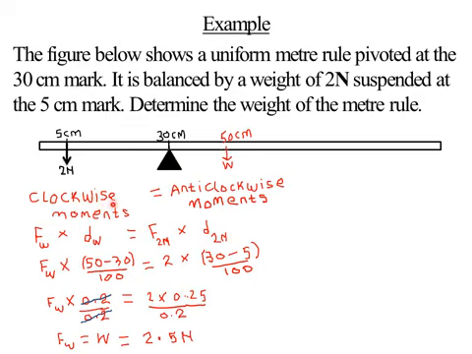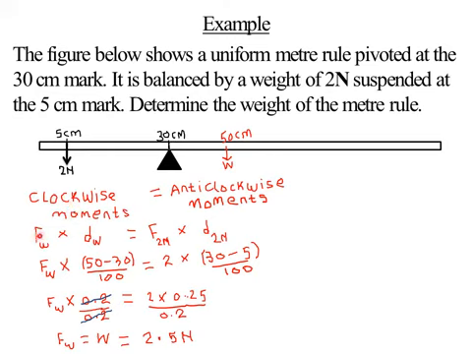As usual, from the principle of moments, the sum of clockwise moments must be equal to the sum of anti-clockwise moments. We said that clockwise moments are provided by the forces which cause the bar to move in the clockwise direction. In this case, my clockwise moment will be provided by the weight. Because this is the 30 centimeter mark, the 50 centimeter mark will be somewhere here. The weight will cause the bar to move in this direction relative to the pivot, which is the clockwise direction. Therefore the weight will constitute the clockwise moments.